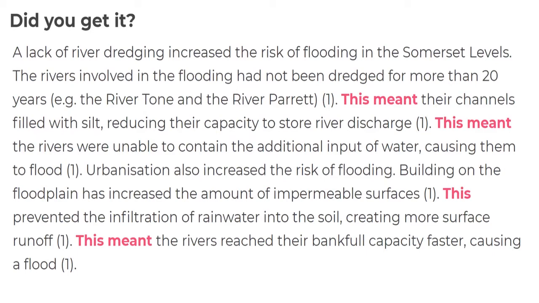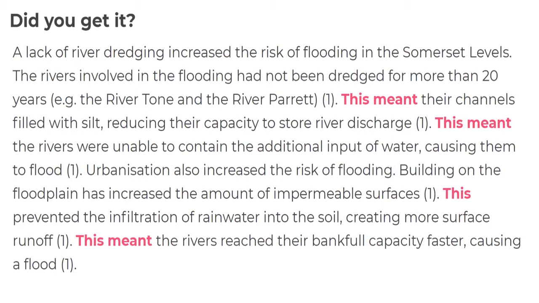So this is my answer. A lack of river dredging increased the risk of flooding in the Somerset Levels. The rivers involved in the flooding had not been dredged for more than 20 years, e.g. the River Tone and the River Parrett. 1 mark. This meant their channels filled with silt, reducing their capacity to store river discharge. 1 mark. This meant the rivers were unable to contain the additional input of water, causing them to flood. 1 mark.